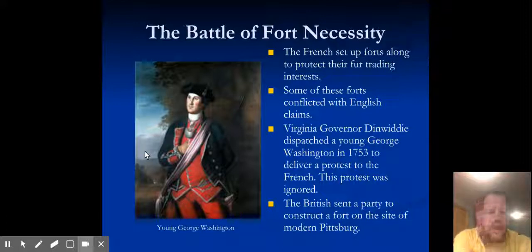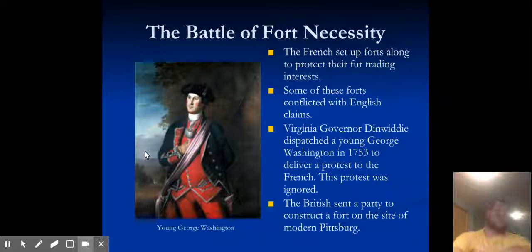So the French kind of have the smart idea, hey, we're going to put a bunch of forts out here on this land to protect our fur trade. The forts are there for our traders, for our people who are off watching our trade routes, those kind of things. And the forts were on some of the land the English claimed was theirs as well.